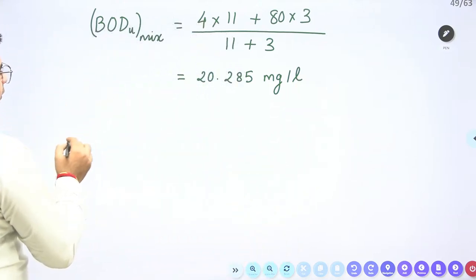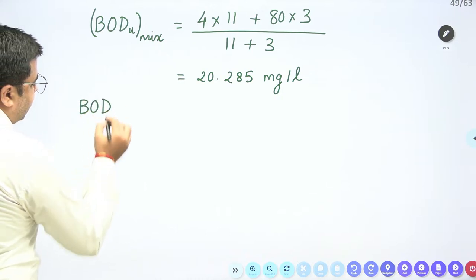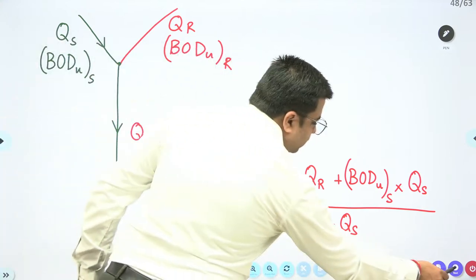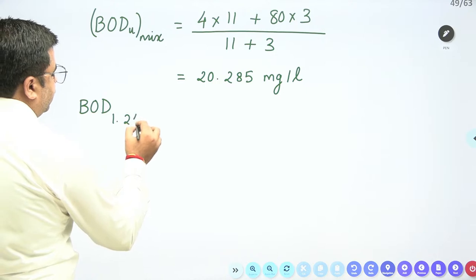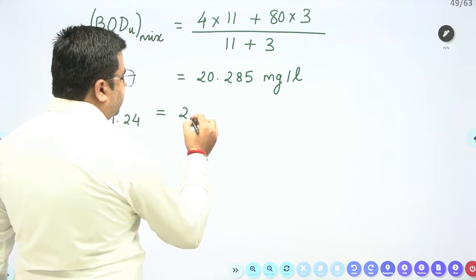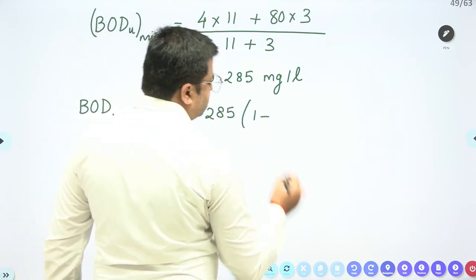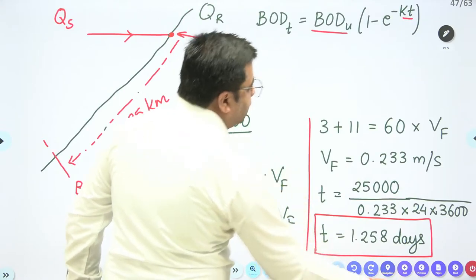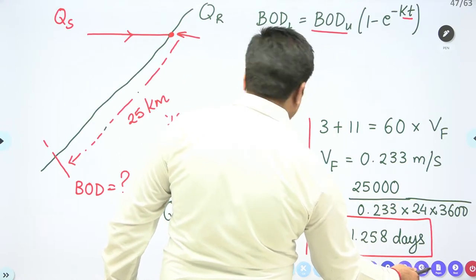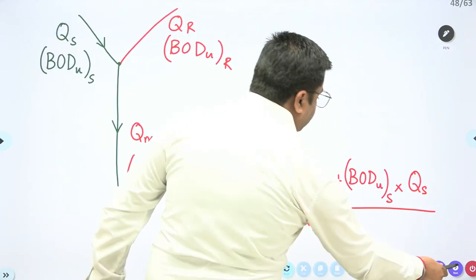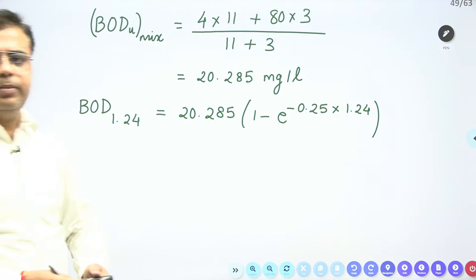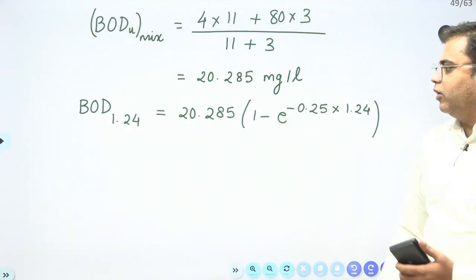20.285 milligram per liter. So the time we have, BOD at time 1.258, or BOD at 1.24 that you people are getting. So BOD at 1.24 is equal to BOD ultimate, that is 20.285, into 1 minus E raised to the power minus K t. What is the value of K? The value of K is to the base E, 0.25, multiplied by time, that is 1.24. Get me the value of BOD at 1.24.